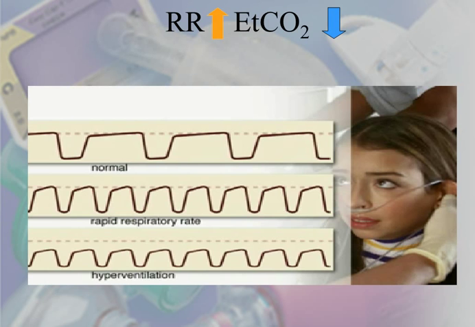Okay, so if you look there, get the normal ventilatory rate. So increased respiratory rate, decreased end-tidal CO2. With a rapid respiratory rate, it'll start to narrow down a little bit. Duration starts to shorten, and then eventually our end-tidal CO2 will go down.